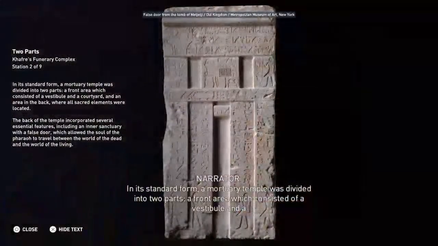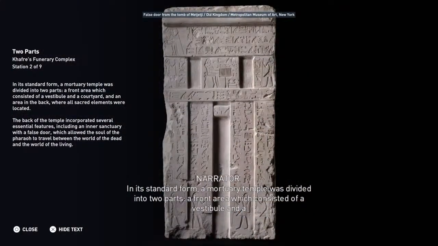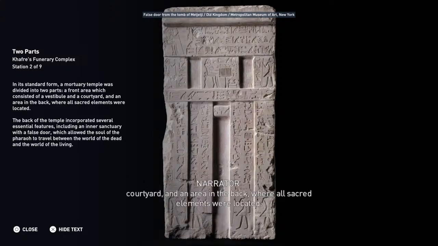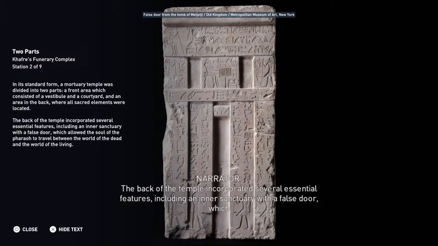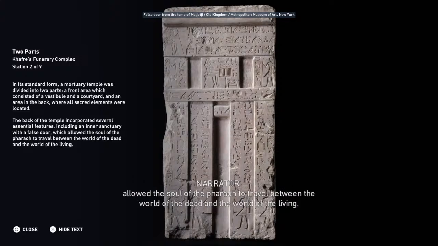In its standard form, a mortuary temple was divided into two parts: a front area which consisted of a vestibule and a courtyard, and an area in the back, where all sacred elements were located. The back of the temple incorporated several essential features, including an inner sanctuary with a false door, which allowed the soul of the pharaoh to travel between the world of the dead and the world of the living.